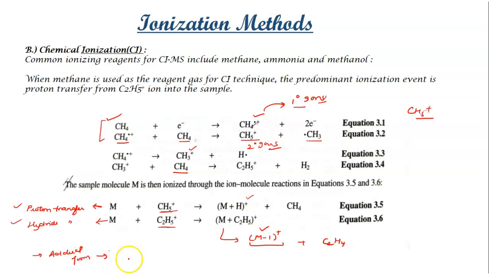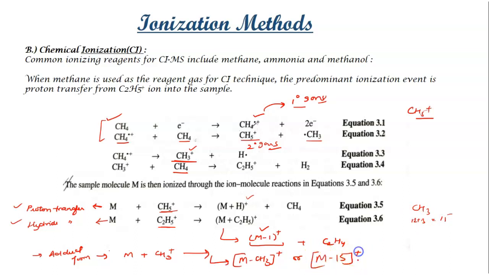Write it like this, where your sample molecule is reacting with the CH3 plus cation, that is this primary ion, and it results in the formation of something like this, M minus CH3 plus. Or see, CH3 has molecular weight 12 plus 3, 15. So you can write it like this, M minus 15 plus. Understanding? That is the adduct formation mechanism.